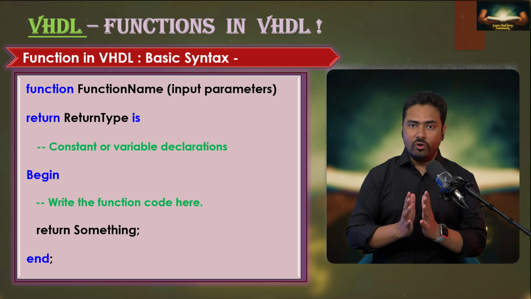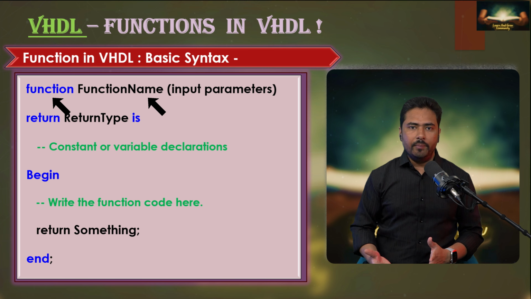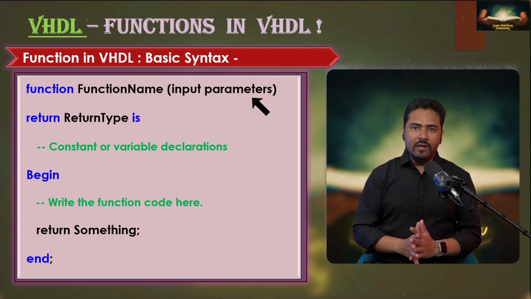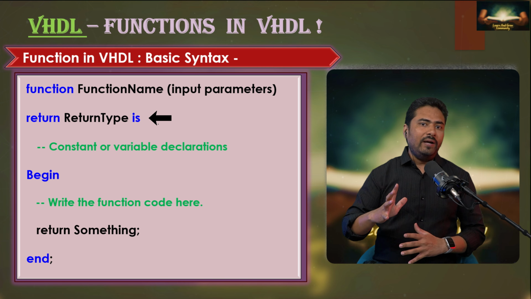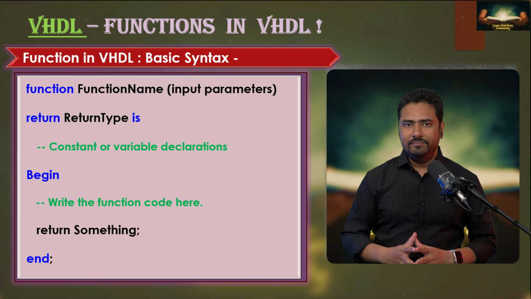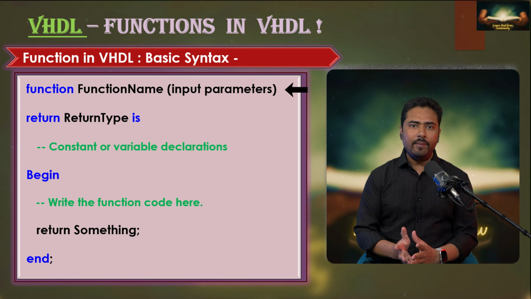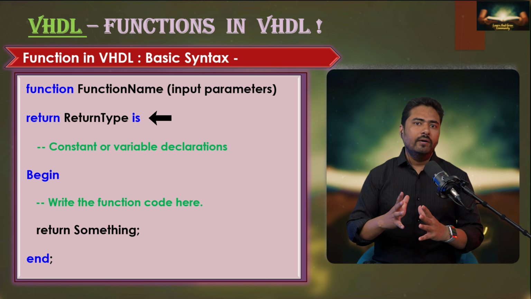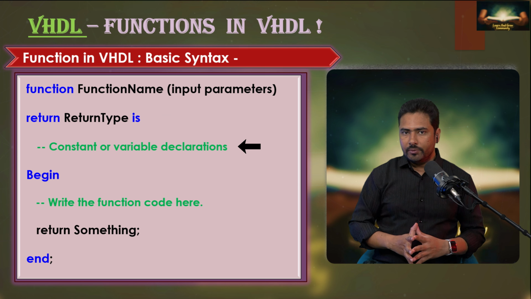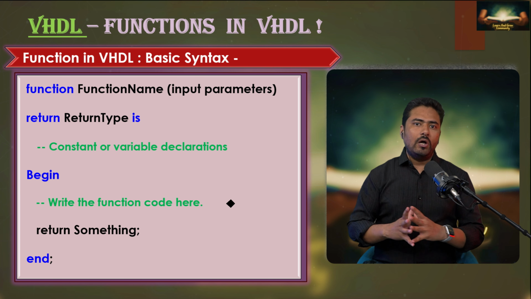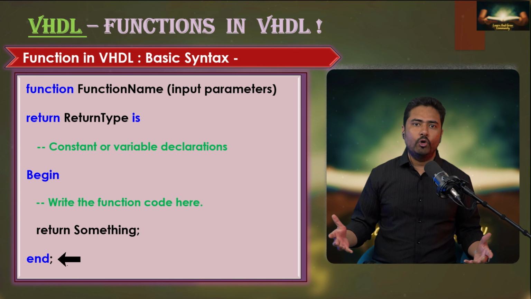Here is the basic syntax for a function in VHDL. We begin with the function keyword followed by the function name. Now, inside the brackets, we list all the input parameters along with their data types. Then we specify the return type using the return keyword. So this looks like: function, function name, then input parameters in brackets, return, return type, is, then declare the constants and variables in this section. Then begin. Now write the functional code in this section and then return something and semicolon.